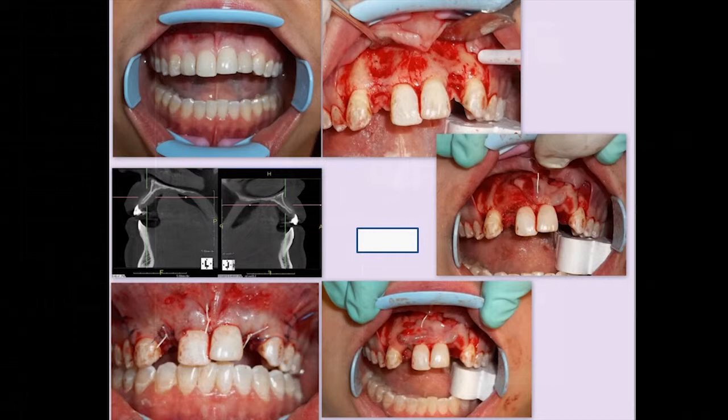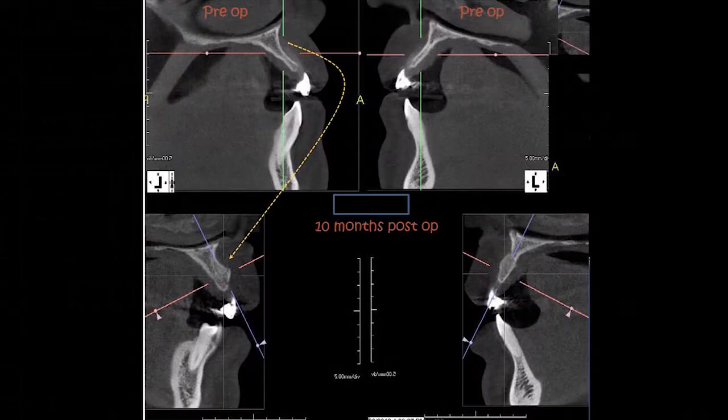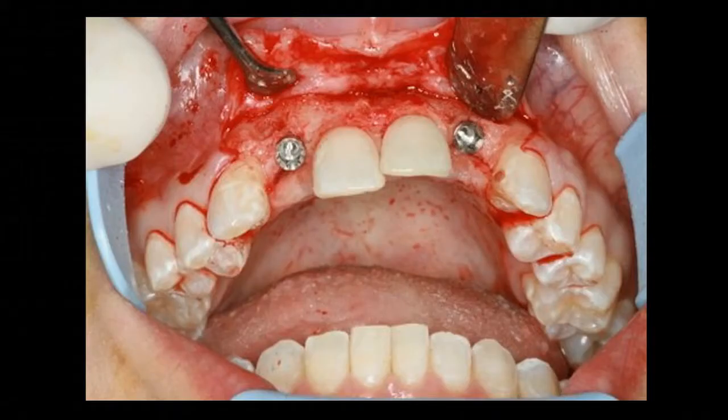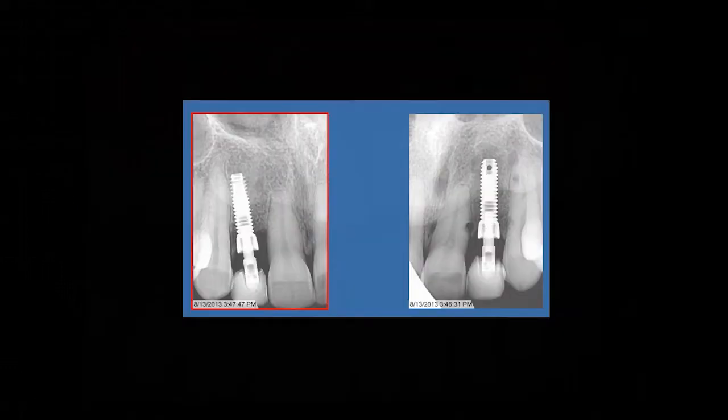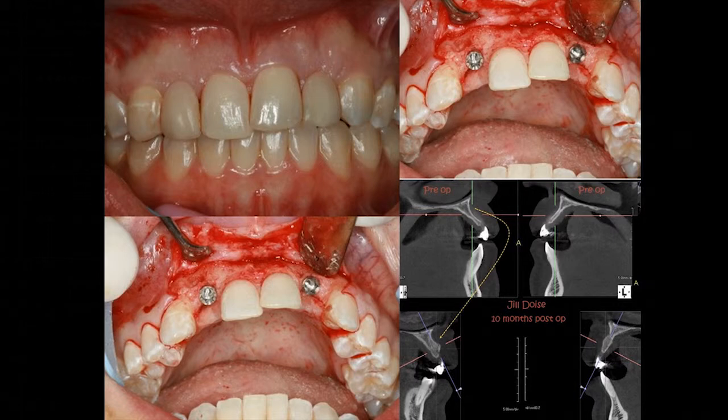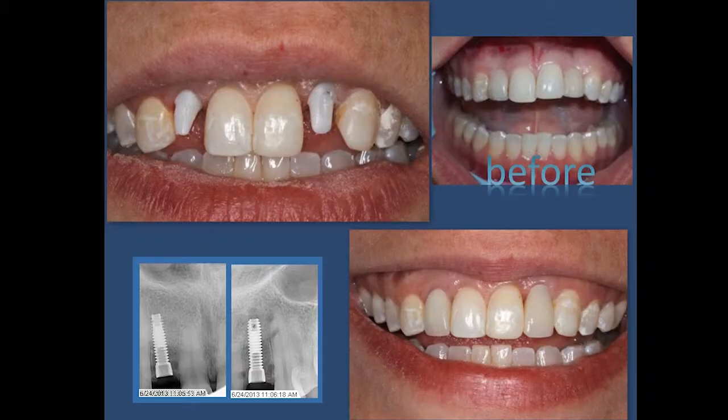And so then we've placed PRF over that, sutured it up. And so here we are before, this is after. Here we are placing some smaller diameter implants. Custom abutments in both spots, lateral incisor, final restorations. So this is before, after.